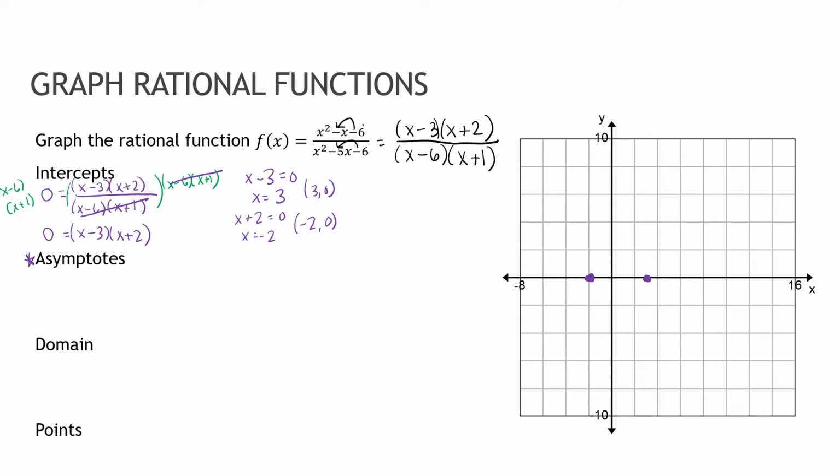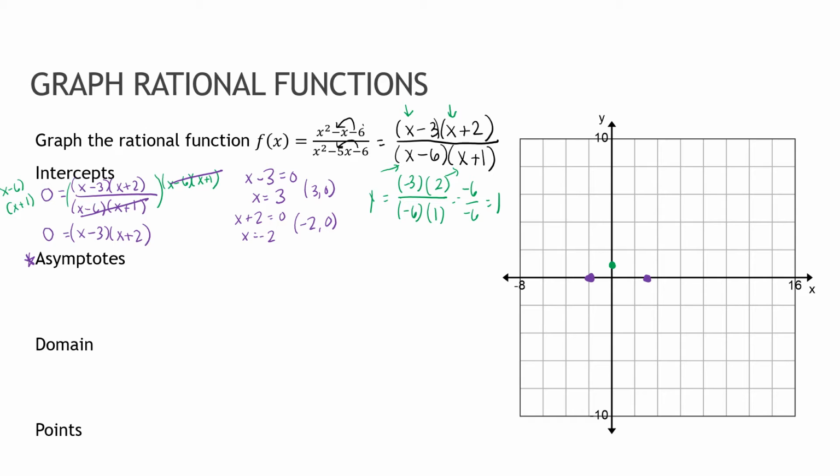My other intercept would be if I set x equal to 0. So I'm just going to not show a ton of work. 0 minus 3 is -3. 0 plus 2 is 2. 0 minus 6 is -6. 0 plus 1 is 1. That gives me -6 over -6, or 1. So there's my y-intercept, y equals 1.